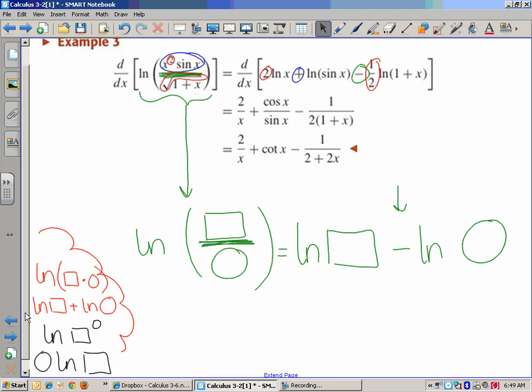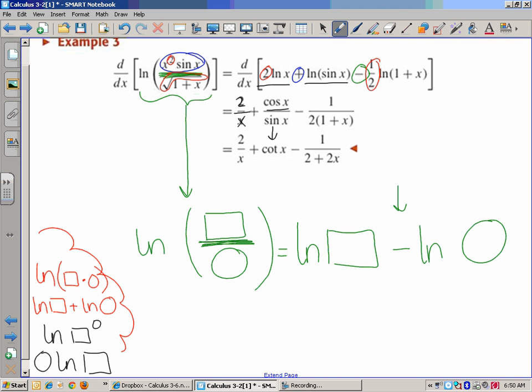Okay? So once you have it broken down into log properties, and you've simplified it in that form, the derivative taking is so much easier because now you just have the sum and difference of items. So here you have 2 natural log of x becomes a constant times 1 over x, which is the derivative of the natural log of x. The second thing you have here, the natural log of sine x. It becomes 1 over sine x times the derivative of sine, which is cosine, using the chain rule. And we want to simplify that to cotangent x.